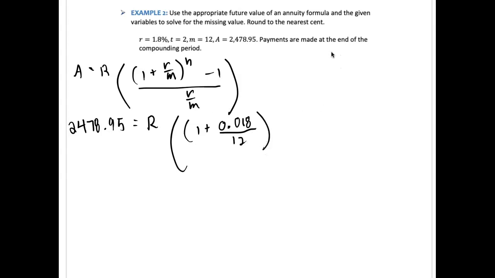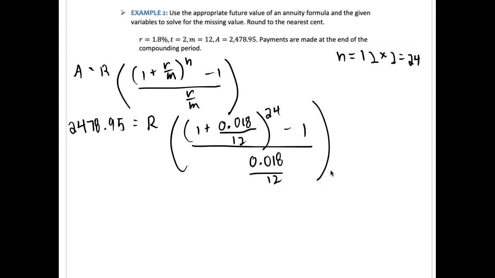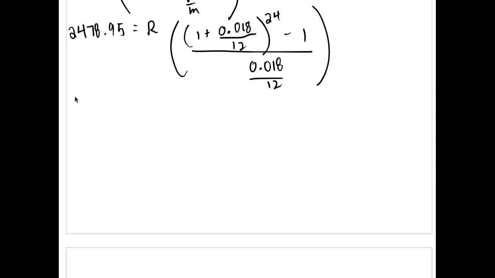Now, off to the side somewhere, I'm going to do a calculation to find n, because I am not told n, the total number of compounds. But I'm told that interest is compounded 12 times per year, and that I'm investing for 2 years. So there's 24 total compounds. Okay. At this point, it's simplifying a little bit and then solving for r. So to begin my simplifying here, I will start with what's in the parentheses.